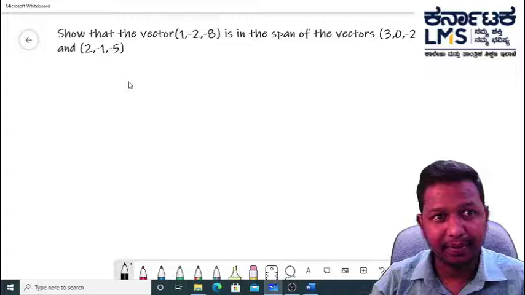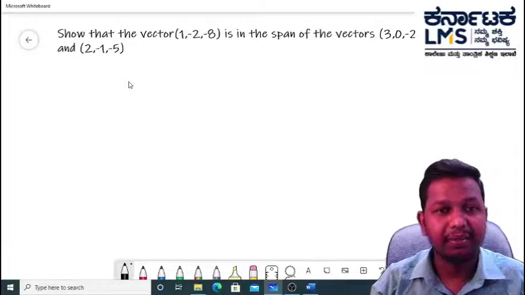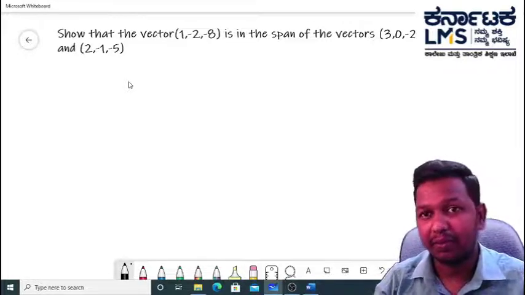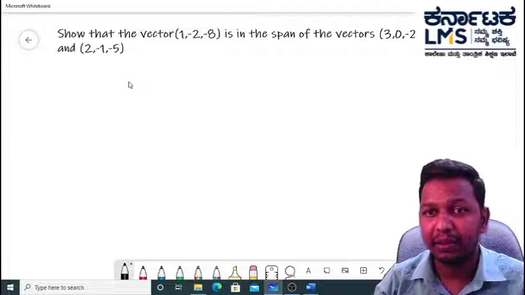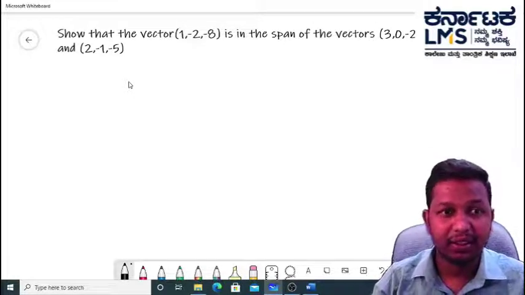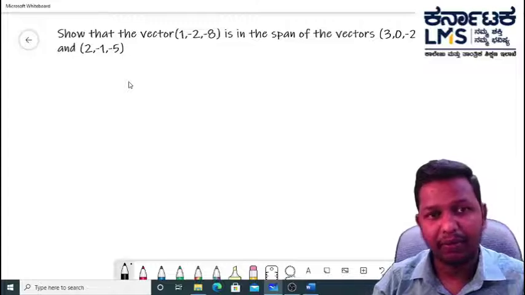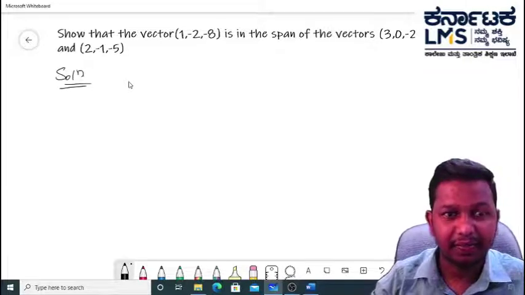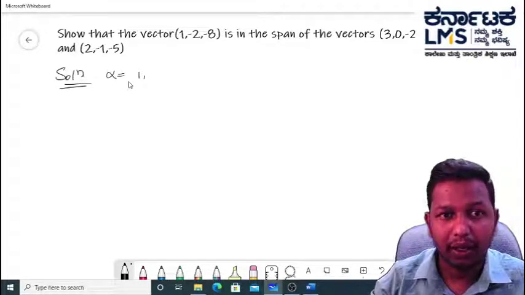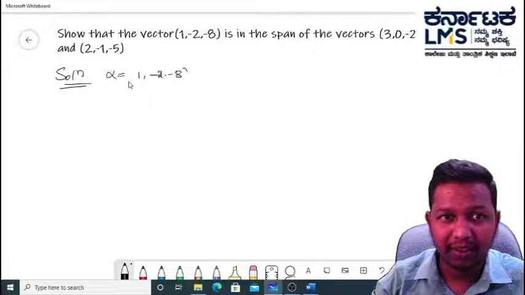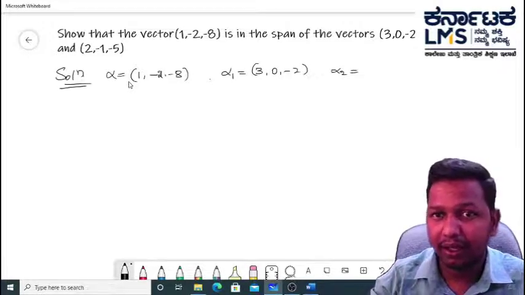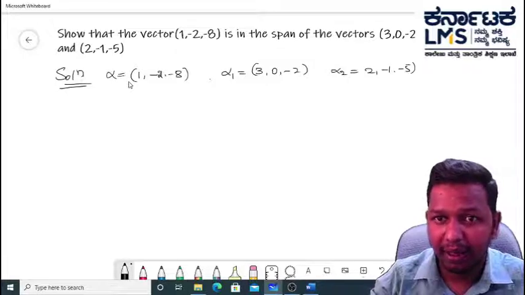So the problem is like this. Show that the vector (1, -2, -8) is in the span of the vectors (3, 0, -2) and (2, -1, -5). Let's see the solution for this problem. I take alpha as (1, -2, -8), alpha 1 as (3, 0, -2), alpha 2 as (2, -1, -5).